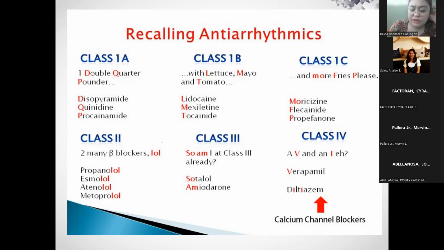Tapos, nag-order ni sa McDo. Ang class 1B, with lettuce, mayo, and tomato, we also have 3 there. So L is lidocaine, M is mexiletine, and T is tocainide. Okay, and then class 1C, and more fries, please. We also have 3 there. MO or more is moricizine, and then you have the flecainide and the propafenone. So again, you may use these mnemonics for you to easily recognize and remember our class 1 anti-arrhythmic agents, because they are not really that common, except for lidocaine though. I believe you're very familiar with that.